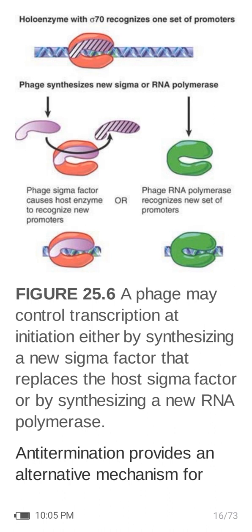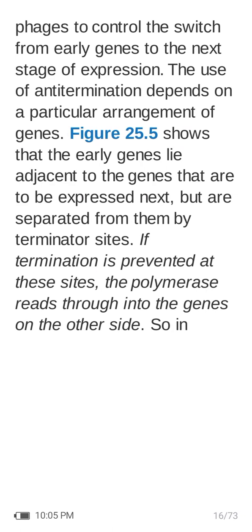Then anti-termination provides an alternative mechanism for phages to control the switch from early genes to the next stage of expression. The use of anti-termination depends on a particular arrangement of genes. The next figure shows that the early genes lie adjacent to the genes that are to be expressed next but are separated from them by terminator sites. If termination is prevented at these sites, the polymerase reads through into the genes on the other side.